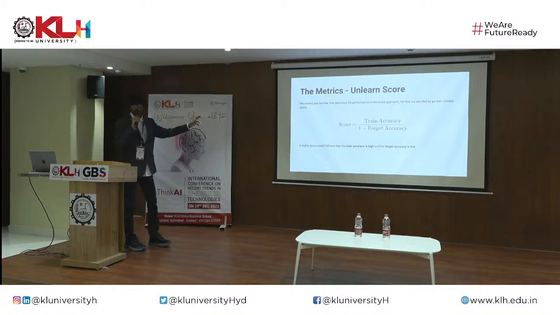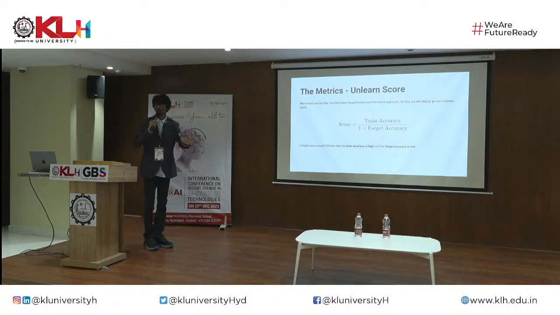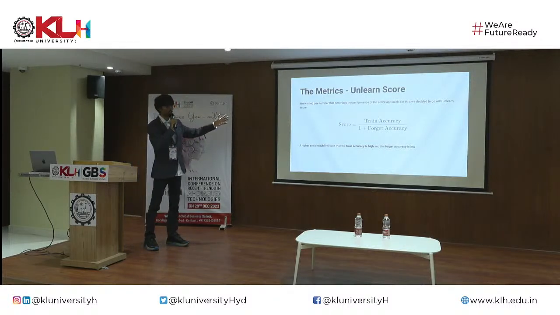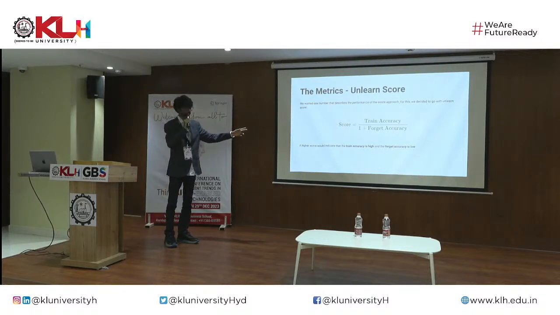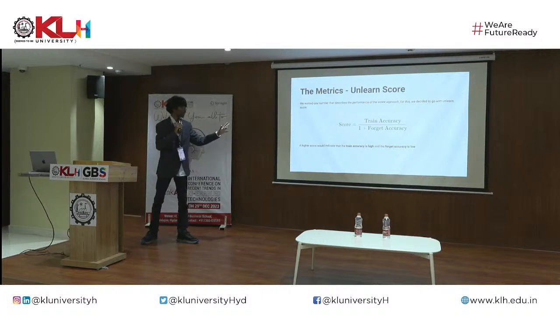Finally, we needed one number to encapsulate the entire performance of our approach, and this is the unlearn score. This takes into account the train accuracy and the forget accuracy. So when the train accuracy is high and the forget accuracy is low, the score would be quite high.